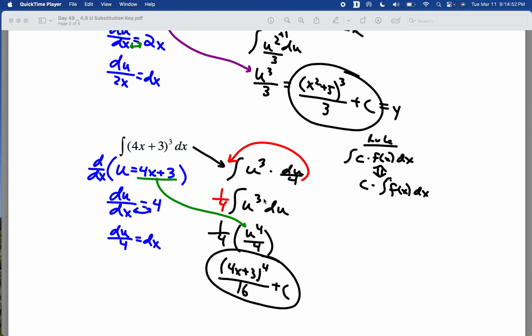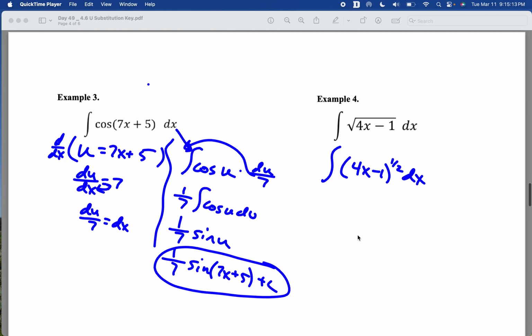And now I can just do the normal power rule. Everything's in terms of u. So I add 1 to give me 4, and then divide by my new exponent, which is 4. 4 times 4 gives me 16, and then I can plug in my 4x plus 3 back in. So this would be my solution, okay? And this would really be y equals, all right?